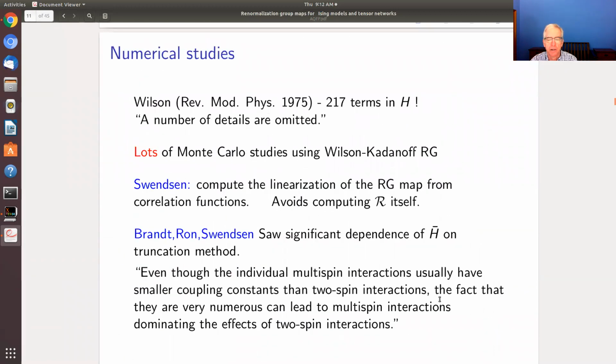Okay, numerical studies, there are of course a million of them. Interestingly, one of the first numerical studies was by Wilson in his very famous Reviews of Modern Physics paper. This is the paper in which he applied the renormalization group to the Kondo problem, but it also has a section on exactly this problem. And he did a computer computation in which he kept 217 terms in the Hamiltonian.